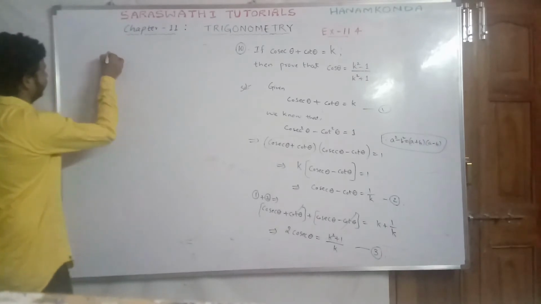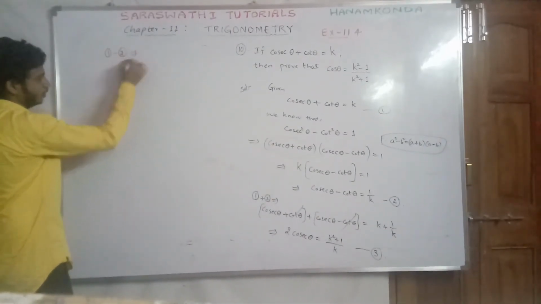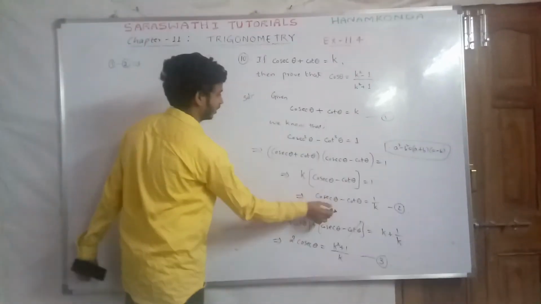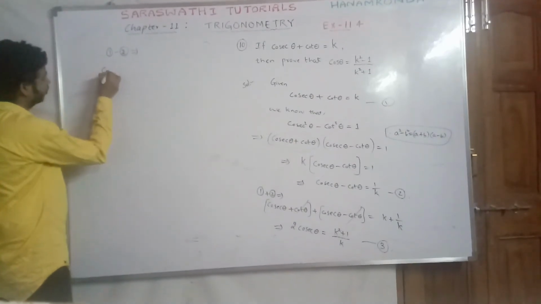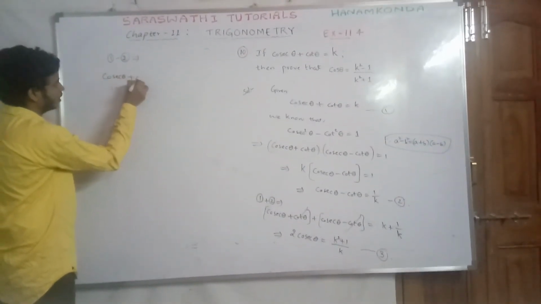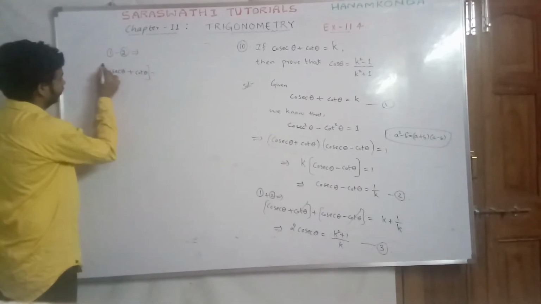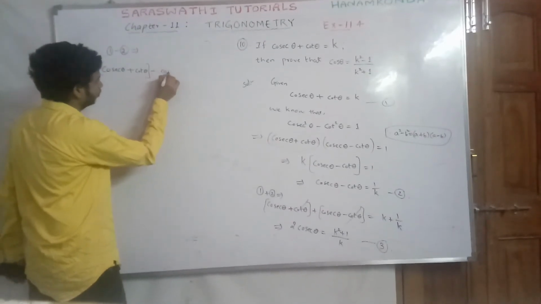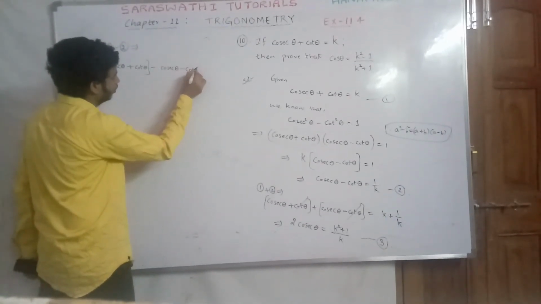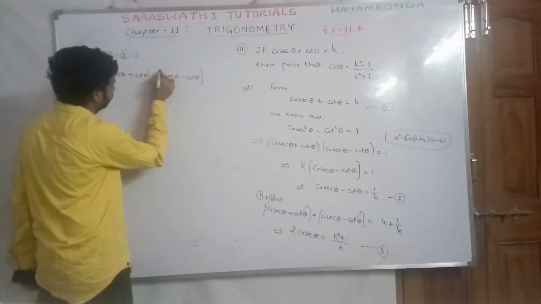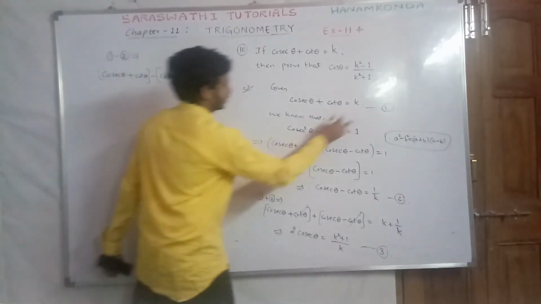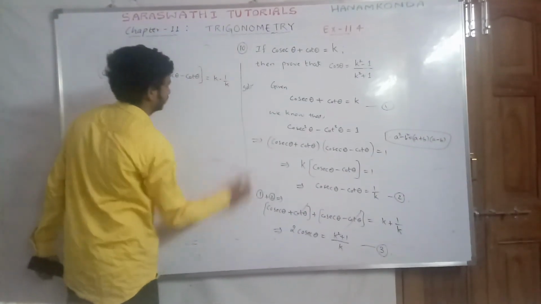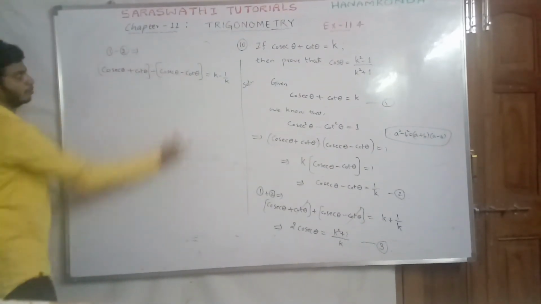Now first equation minus second equation. Here we have added the first equation plus second equation, and now we have to subtract the second equation from the first. So the left side becomes cosec theta plus cot theta minus cosec theta minus cot theta, equal to the right side term k minus 1 by k.